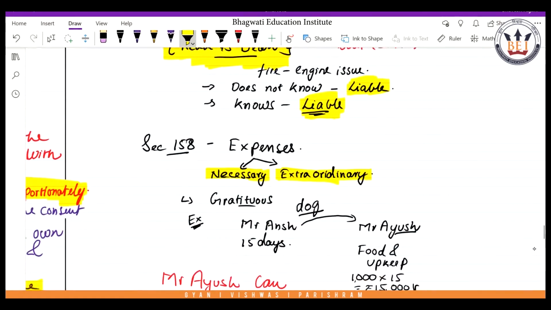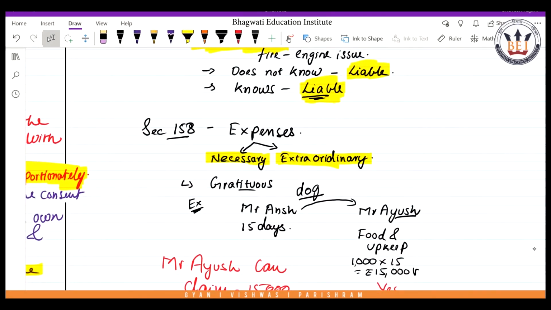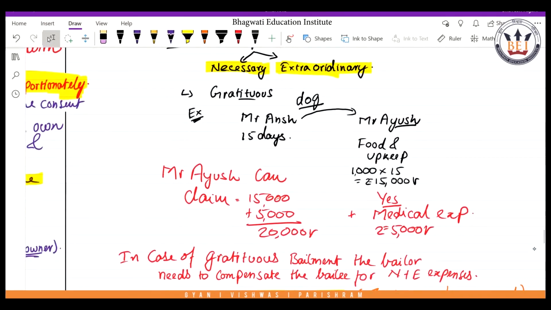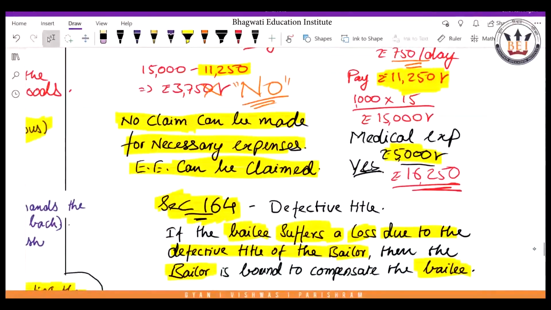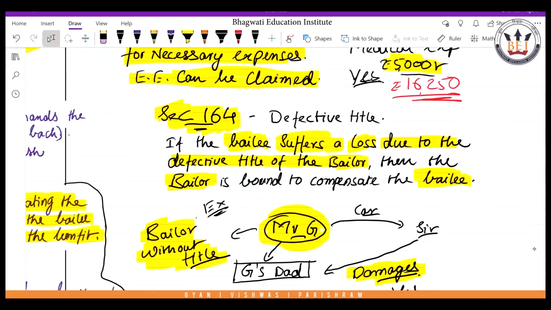158 expenses, there are two types of expenses, necessary and extraordinary expenses. So in case of gratuitous bailment, what can be claimed? Necessary as well as extraordinary, right? In case of non-gratuitous, that is bailment for reward, we'll quickly recap this. In that case only extraordinary expenses can be claimed, because logic says the necessary expenses are covered in the reward, right? That is, the charges that you take.